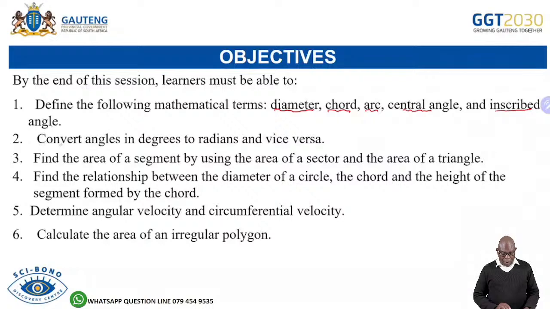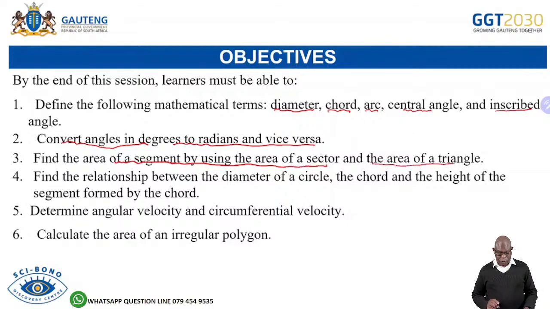Number 2, we need to understand and be able to convert angles to degrees and angles in degrees to radians and vice versa. We really need to understand this, because this question comes every year. Find the area of the segment by using the area of the sector and also the area of a triangle. That you must also know.